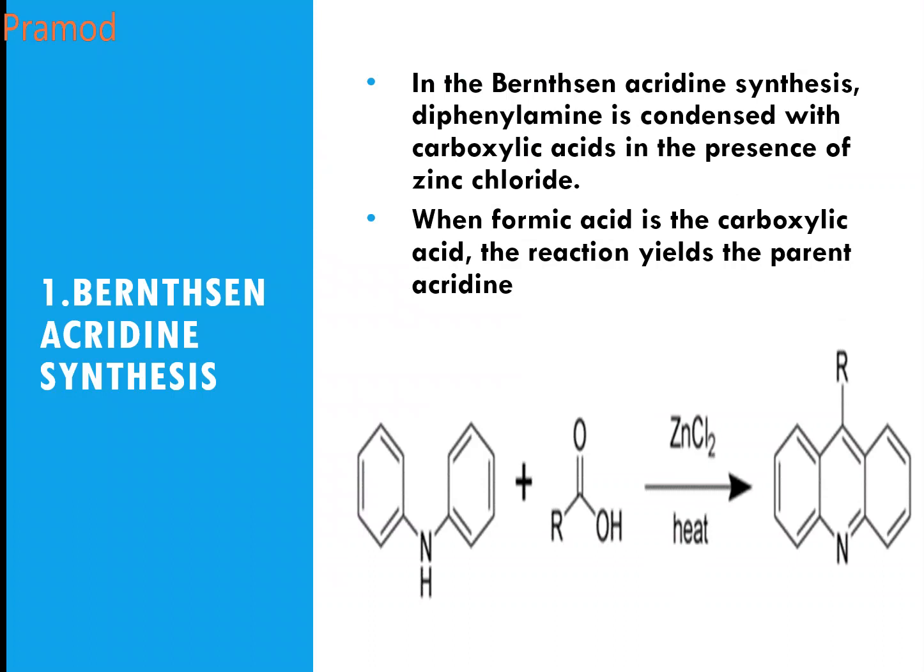So how are they synthesized? Now let's go for the synthesis. First is Bernthsen's acridine synthesis. You take diphenylamine, that is two phenyl groups attached to your amino group. It is condensed with carboxylic acid. You basically take formic acid if you want a plain acridine, and if you want a substituted acridine, you take any carboxylic acid. You heat it in the presence of zinc chloride, which acts as a Lewis acid. So basically it is a Friedel-Crafts acylation type of reaction. You take diphenylamine, treat it with carboxylic acid in presence of zinc chloride, and you get your corresponding acridine. That's the first method for the synthesis of acridine.